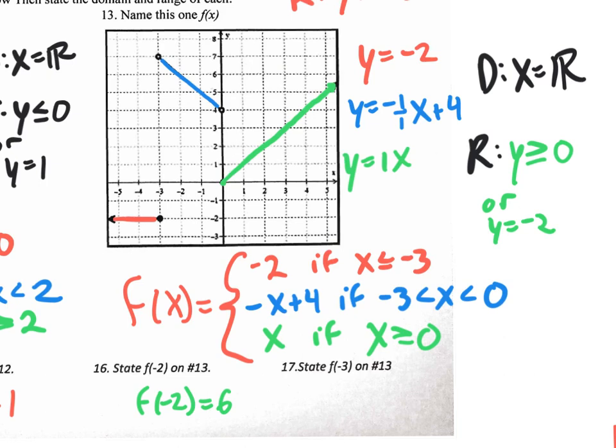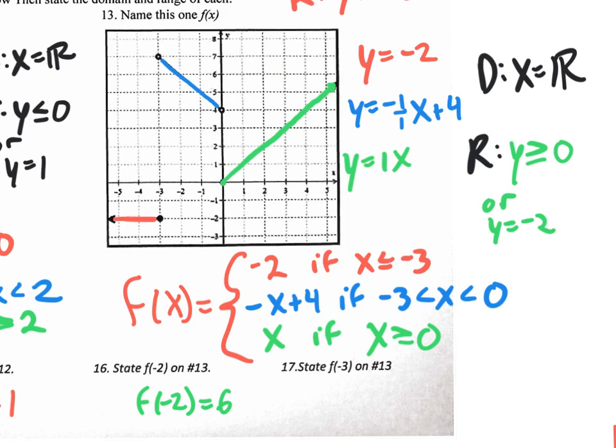Now, if you actually did the math, you would have to plug in negative 2, not here, but right here. So you'd have to plug in negative 2 right here. And check it out. Negative 2, that'd be a positive 2, and 2 plus 4 really is 6. But instead of doing that math, you could just look, negative 2, right there, 6. Make sense? How about number 17?